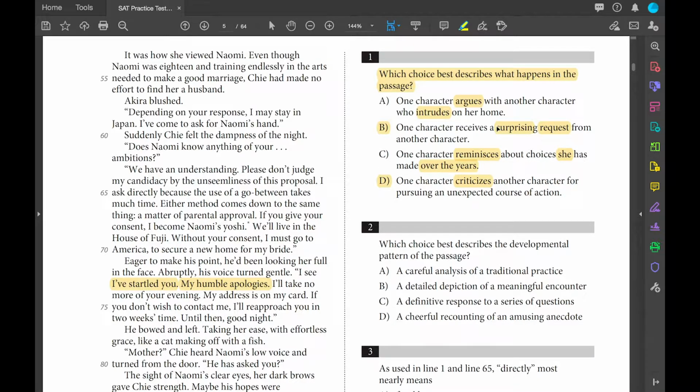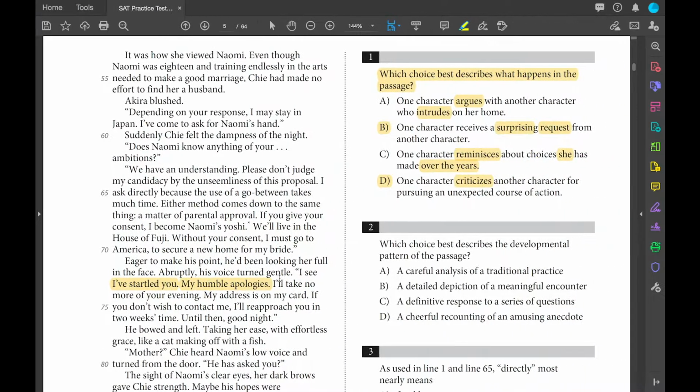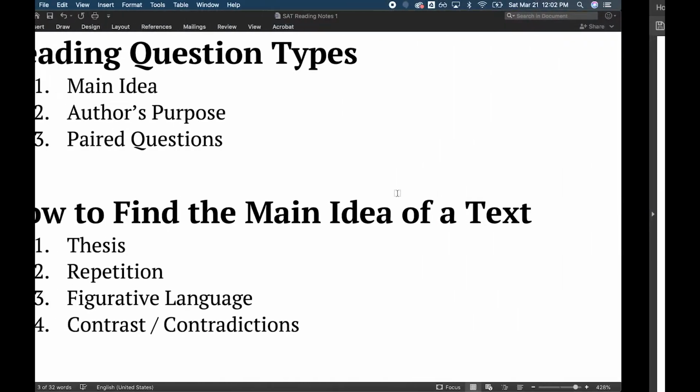So then was more of the focus on the surprising request or on the criticism? Well, we saw the surprising request right from the beginning. So we saw it where we'd expect to see the thesis. We saw the repetition of that right away. We saw that in the figurative language of the surprising request right before he asks her for the hand in marriage. So it's B. D isn't bad, but B is the better answer here because it hits on more of our main idea criteria. Good.